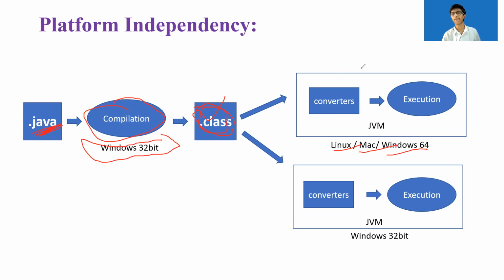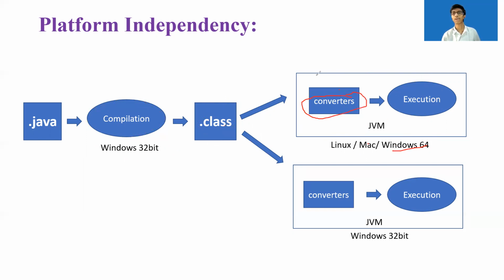Why? Because internally we are going to take a JVM to execute our Java code, right? Inside the JVM we have the converters and the execution, the Java runtime environment. Whatever .class file you give to this converter, it will generate the native code. If I'm using Linux, it will generate the Linux representation. If I'm using Mac, the converter will generate the Mac code from the neutral code. If I give the neutral code to the Windows 64-bit operating system, the converter will generate the Windows 64 representation.